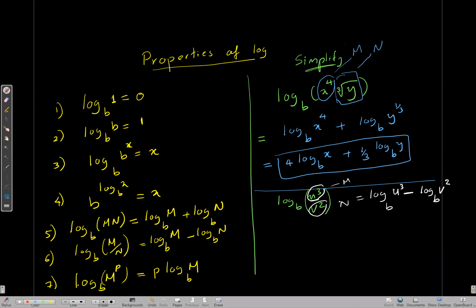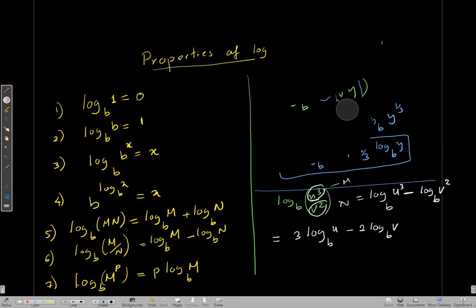Quotient rule, property number 6. After that, again, power rule, 3 comes forward. That's rule number 7. 3 log base b of u minus 2 log base b of v. I assume that's clear, and let me do more examples.